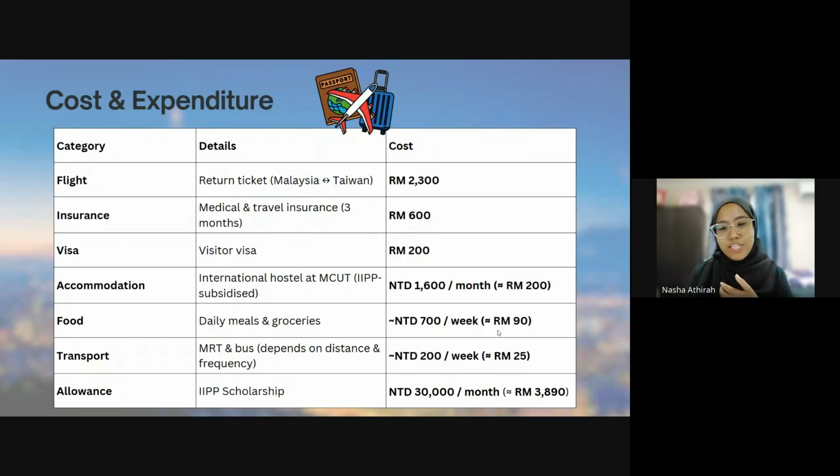Compared to here in Malaysia, if you intern in Malaysia, the highest you will get is maybe 1,200 ringgit or something. But if you go to Taiwan, you will get almost 4,000 with the scholarship from IIPP. Yeah, I think that's all for the cost and expenditure.